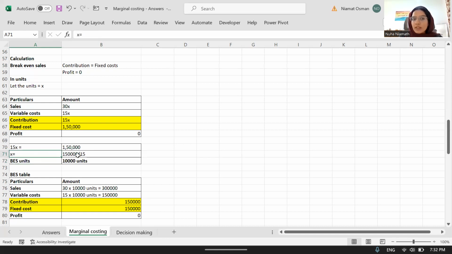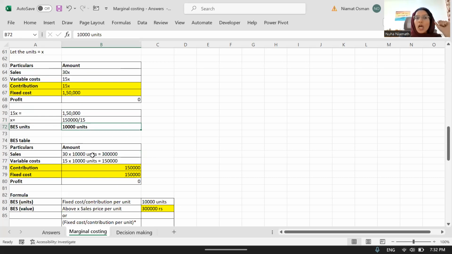So if you can see here, what we have technically done is we have found the number of units when it will break even. What does that mean? If I sell 10,000 units today, with the same selling price and variable cost and fixed cost, I will get a sale of 10,000 units into 30 rupees, which is 3 lakhs. 10,000 units into 15 rupees of variable cost, which is 1,50,000. That will give me a contribution of 1,50,000, which will give me a fixed cost of 1,50,000, which will give me a profit of 0. So when I sold 10,000 units, I made a contribution equal to my fixed cost, which gives a 0 profit.